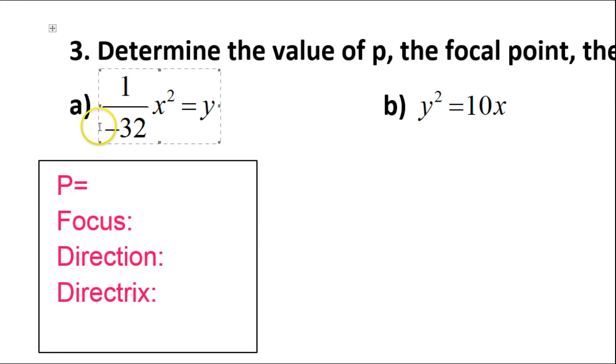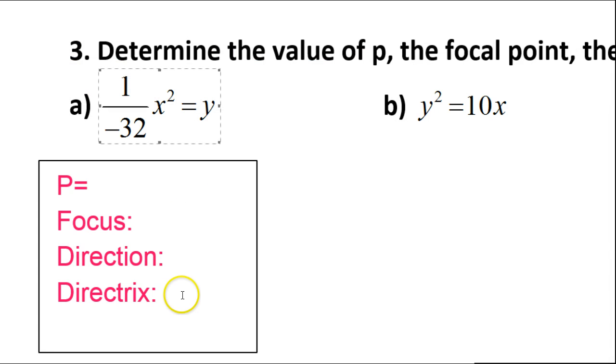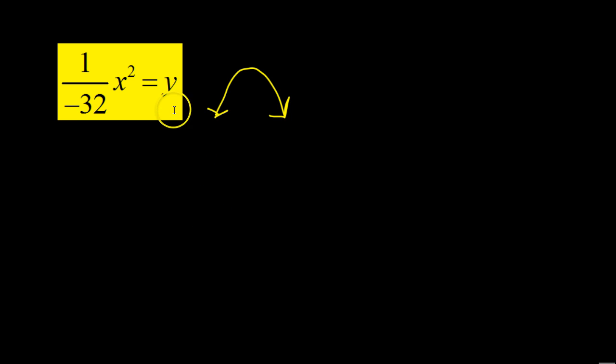All right, so looking at this first one, let's do it on the black screen. So notice that the x is squared, so that means it's a normal up and down parabola. Because I see the negative over here, I know it's going to be facing downward like this. So as far as direction, we know it's going to be down. So what else?